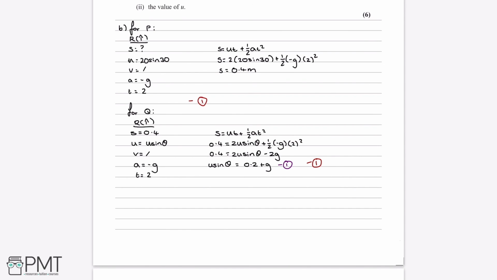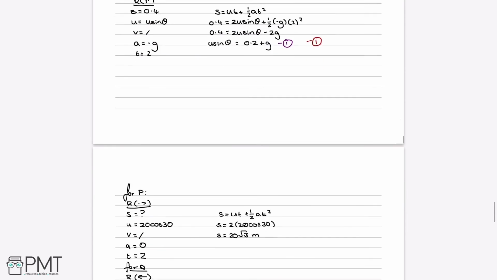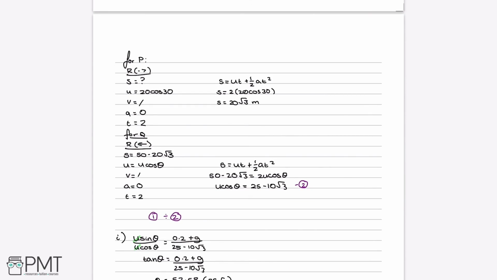we get 2 marks for doing vertical distance, and then we get a further 2 marks for doing the exact same with horizontal distance, so stating that we know that the sum of the horizontal distances is 50, and therefore for Q, S is equal to 50 minus 20 root 3. That's a method mark, just for showing that you know this fact. And then we get another answer mark for finding that, therefore, if we put in all the other numbers, u cos theta is equal to 25 minus 10 root 3. So that's now 4 marks out of 6.